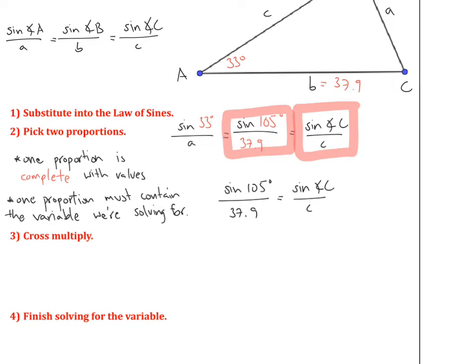Now we can start looking at how we're going to solve for little c. But I do run into a small dilemma here. I have two missing variables. I do not know what the angle of C is, and I'm trying to solve for little c as well. I would not be able to finish solving for little c because I don't know what angle C is.